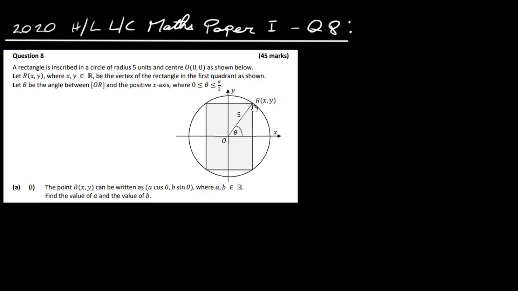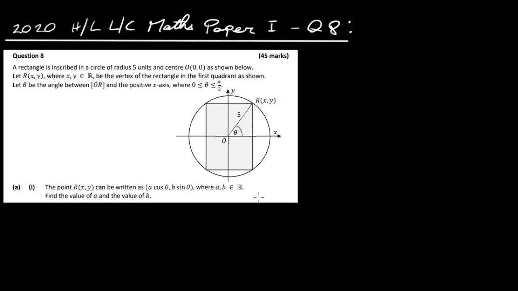Let theta be the angle between OR and the positive x-axis, so this is theta here, and theta is somewhere between 0 and 90 degrees, pi over 2. The point (x, y) can be written as a cos theta plus b sin theta, where a and b are real. Find the values of a and b.